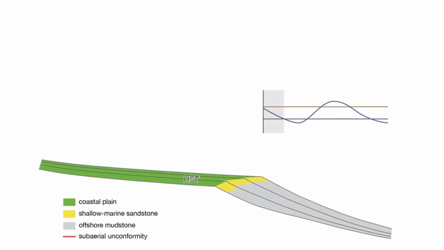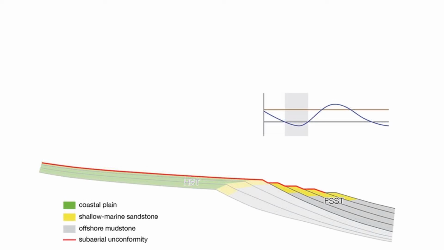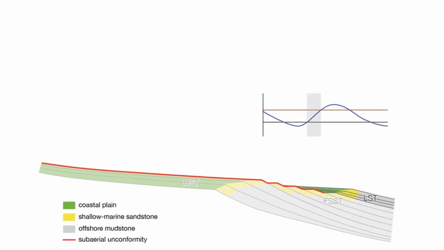So let's review the entire sequence again. We start out with a highstand systems tract. Remember, this is where things are at their highest and starting to fall. We shift outboard with a degradational falling stage systems tract. As we start hitting our lowest point, we also now have a subaerial unconformity. We start to build up a little bit with our lowstand systems tract, the sediments deposited during the low and building their way up to the high.